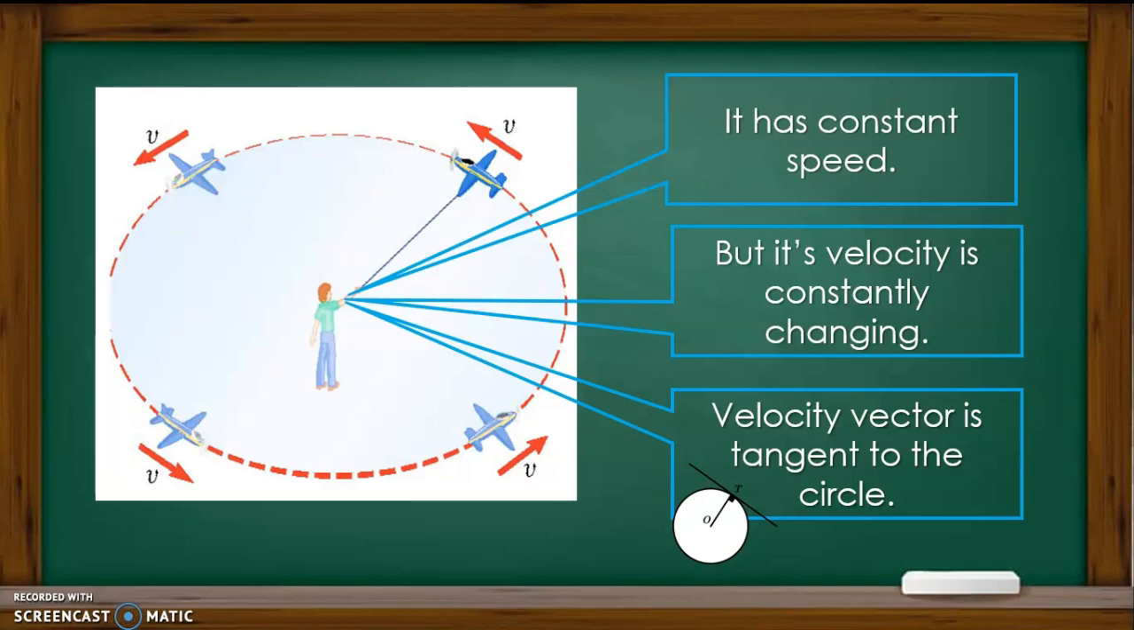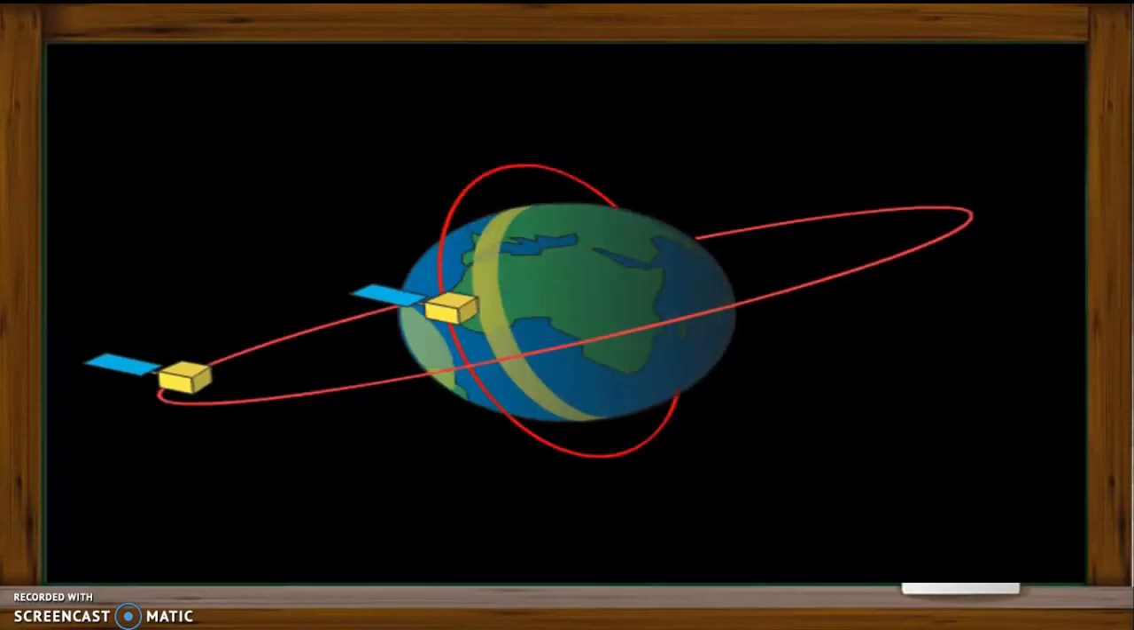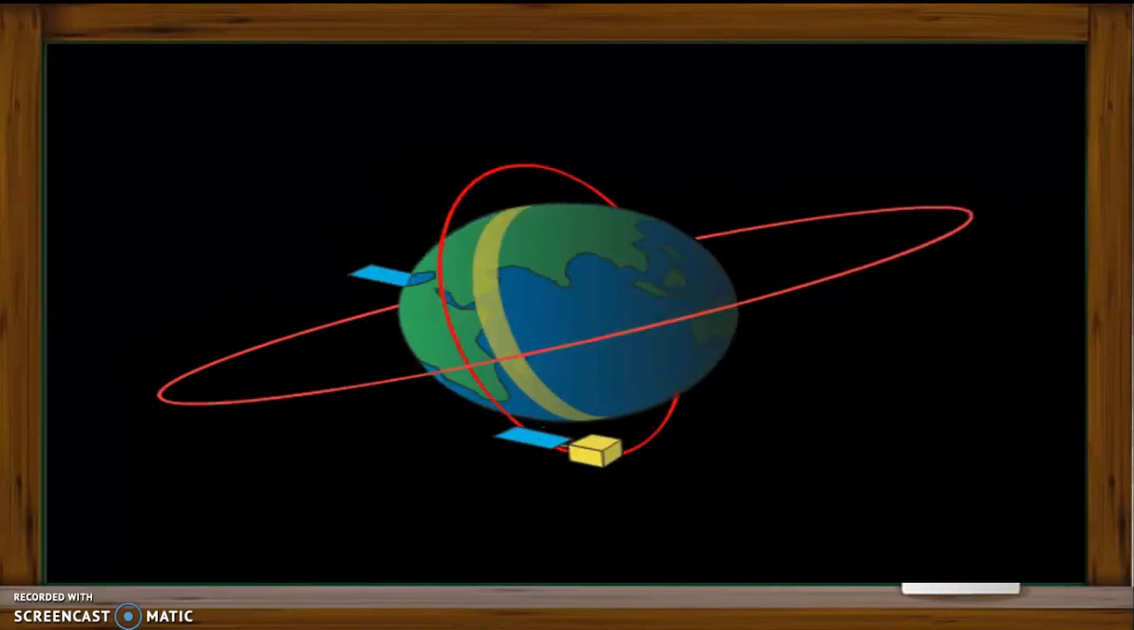Uniform circular motion is important in physics. For instance, a satellite in a circular orbit around the Earth moves in a uniform circular motion.